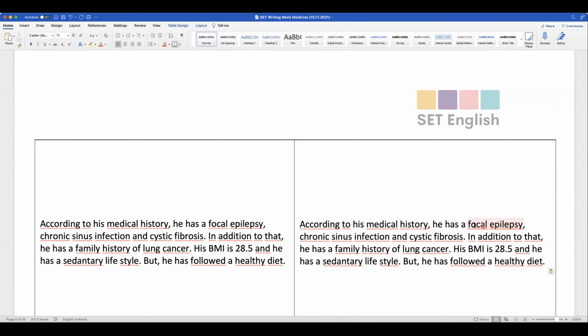The article? No article. Does anyone know why? Because epilepsy, it's a condition. Yeah, conditions don't have articles usually. Yeah, well done, fella. Right.